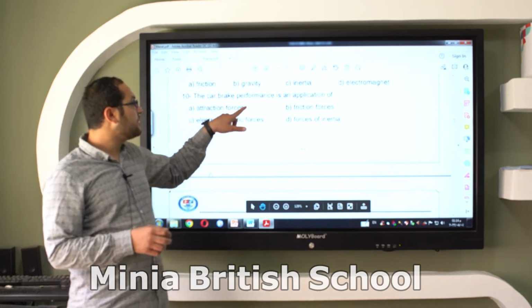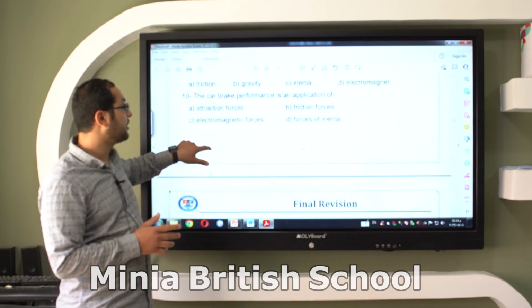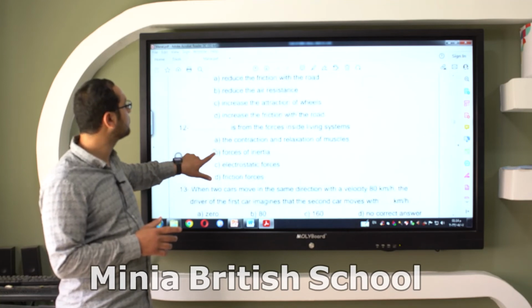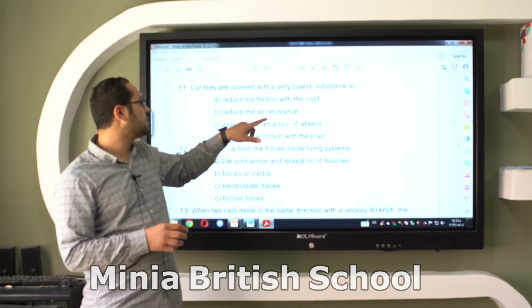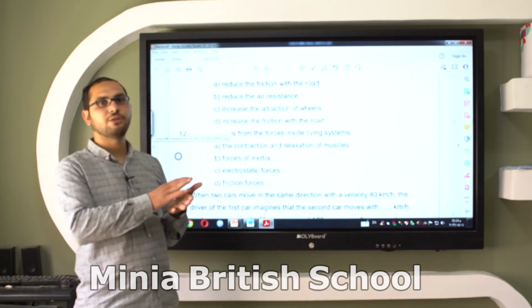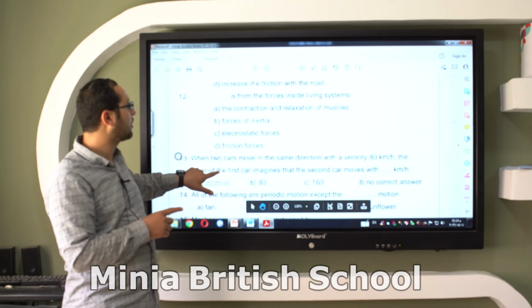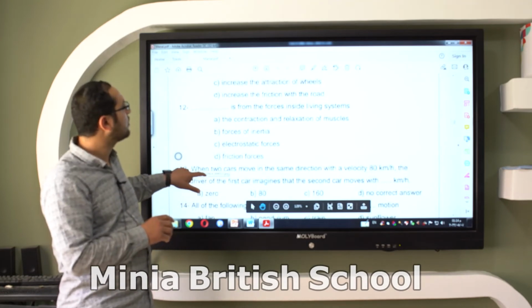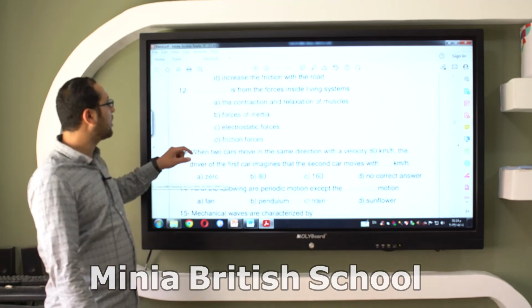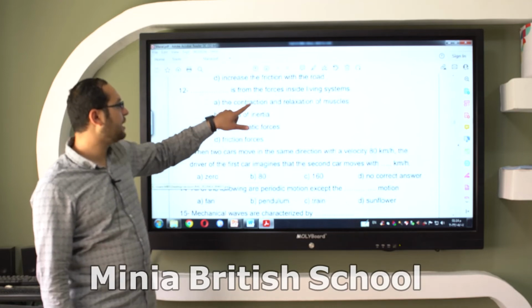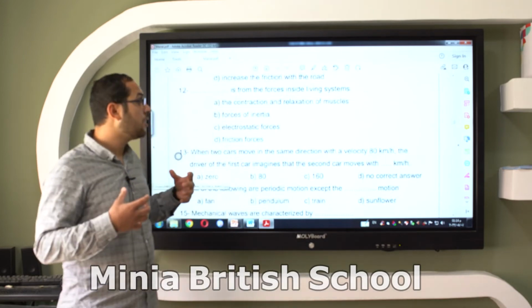The car brake performance is an application of what? Application of friction forces. Car tires are covered with a rough substance to what? To increase the friction between the wheels and the road. Examples of forces inside living organisms: the contraction and relaxation of muscles, and also the contraction and relaxation of the heart muscle.